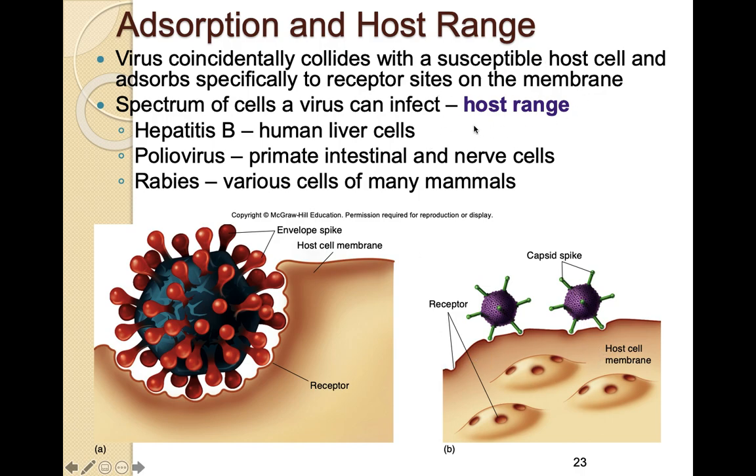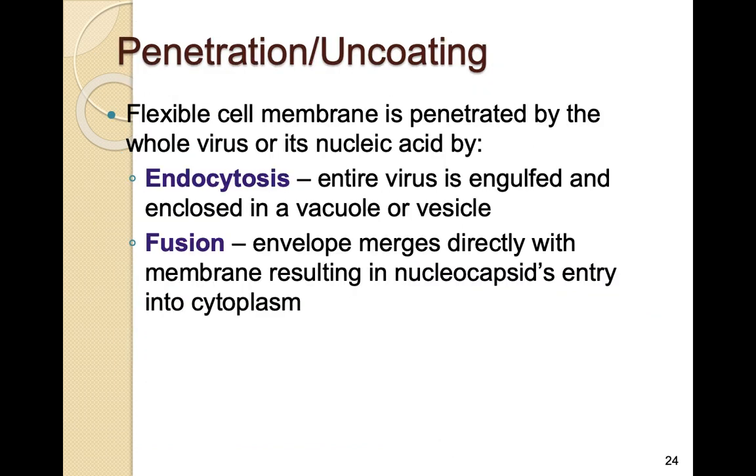So for host range, the different types of receptors found on the surface is what influences host range. If you have receptors, or host range spikes, that are found on a broad variety of cells, you can infect a broad variety of organisms. If you have spikes that are found on a small variety of organisms, then you can only infect a small variety of things. So how do you get out or in to a cell?